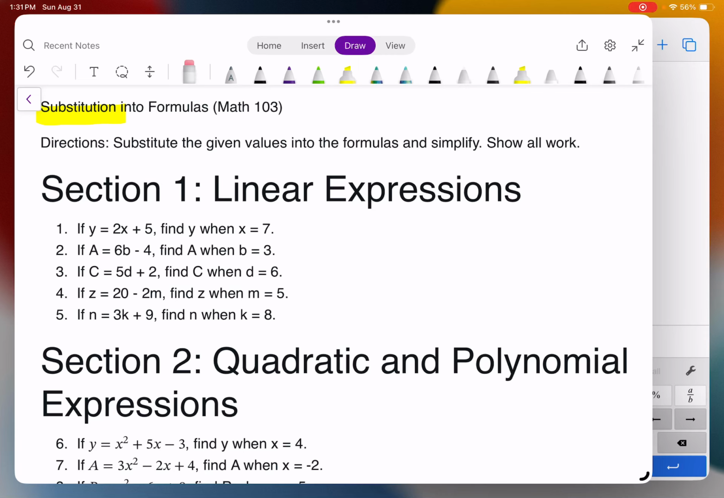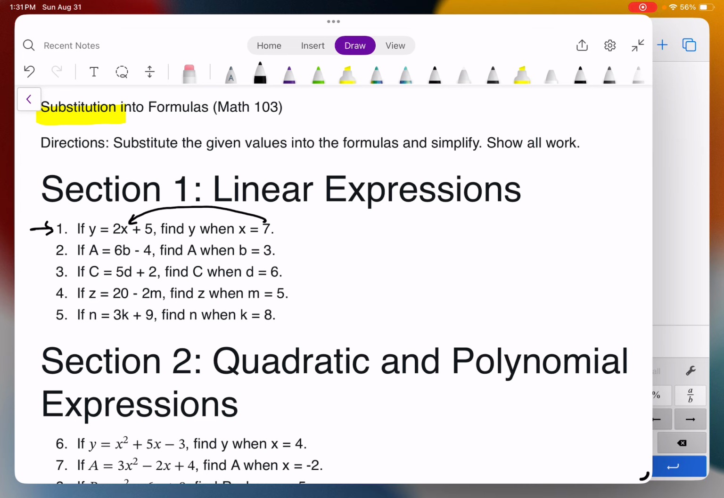In this video, we will learn how to use substitution. That is, we will learn how to replace a variable. On number 1, for example, we will replace the x value with 7. So I'm looking right here. This 7 will go in place of x.